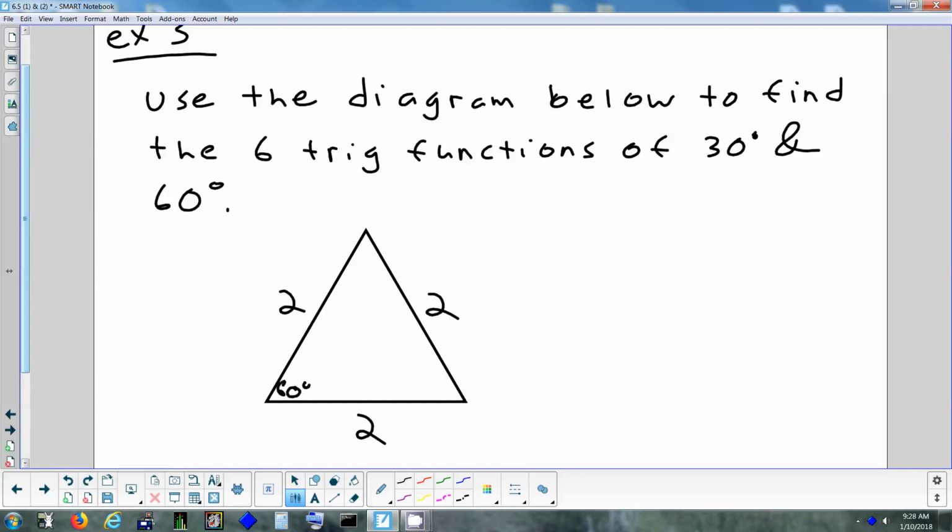So we've got a 60, 60, 60. But I still don't have a 30, 60, 90 right triangle. I have to create that somehow. How could I create a 30, 60, 90 out of that picture? Yeah, split it in half. Like that?